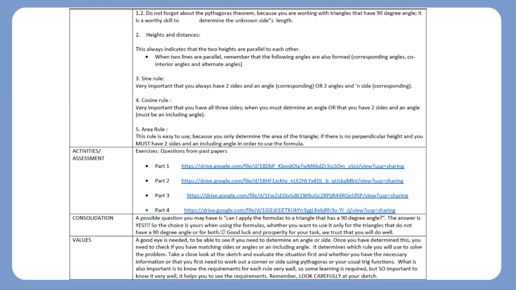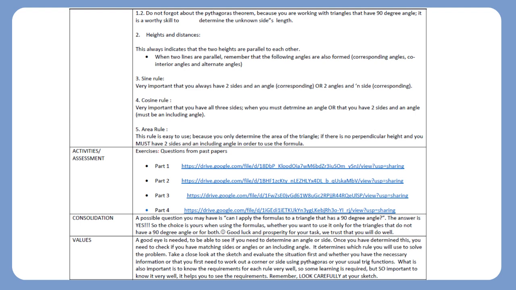Values. A good eye is needed to be able to see if you need to determine an angle or side. Once you have determined this, you need to check if you have matching sides or angles or an including angle. It determines which rule you will use to solve the problem.